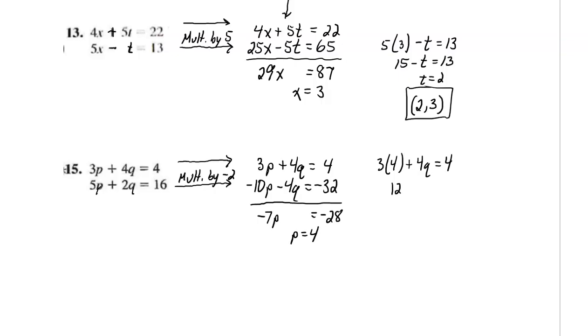Three times 4 is 12. Subtract 12 from both sides. So q is -2. P comes before q in the alphabet.